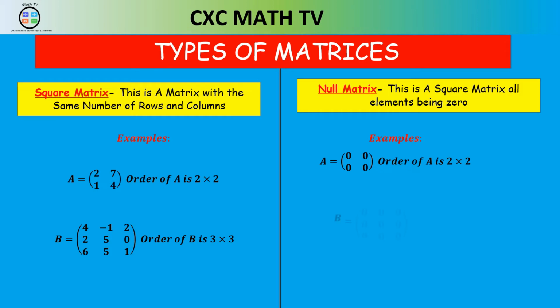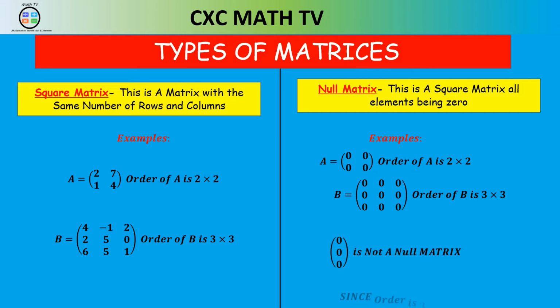The order of B is 3 by 3 and so this is also a null matrix. Now look at this example, 0, 0, 0. This is not a null matrix. Can you tell me why? It is not a null matrix. Why? Because the order is 3 by 1. But the definition of a null matrix states that it has to be a square matrix first and then all the elements have to be 0.